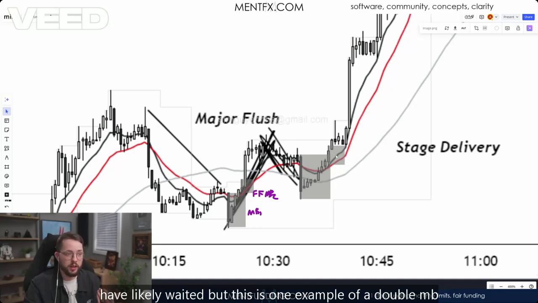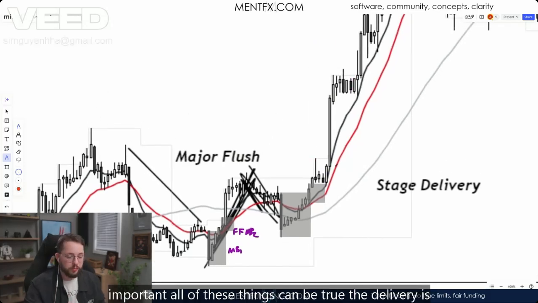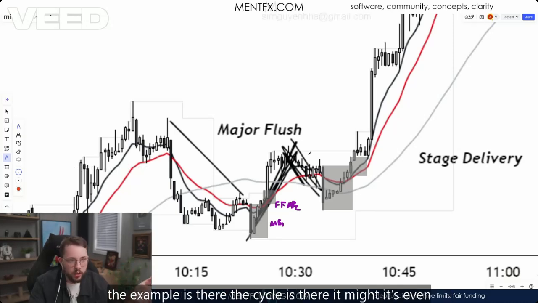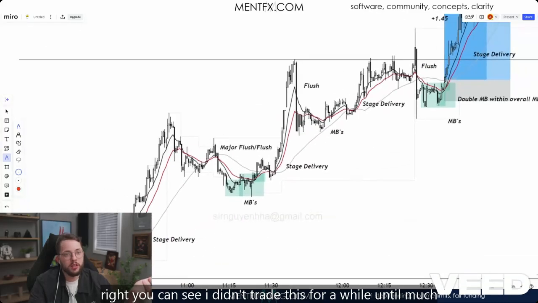So I would have likely waited. But this is one example of a double MB kickstarting the next stage 2. And again, notice something important. All of these things can be true. The delivery is true. The market is clear. The double MBs are happening. The example is there. The cycle is there. It's even good on the validation time frame. But I didn't trade it. Right? You can see I didn't trade this for a while until much later.